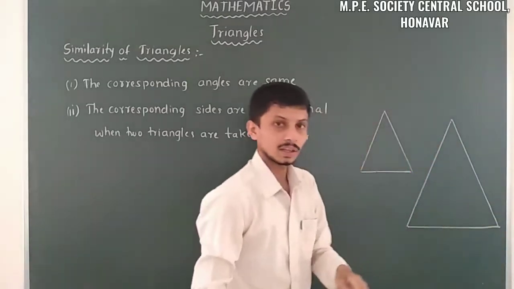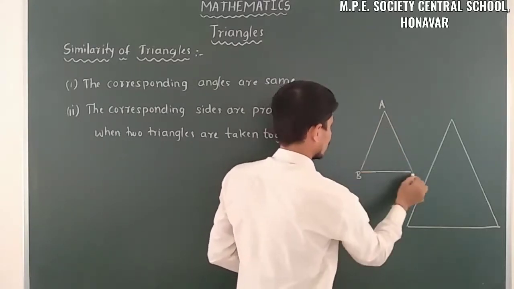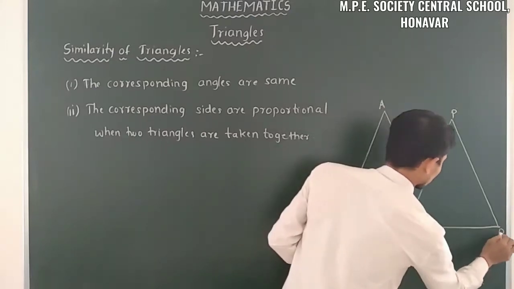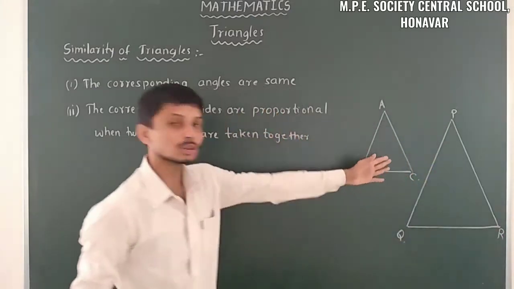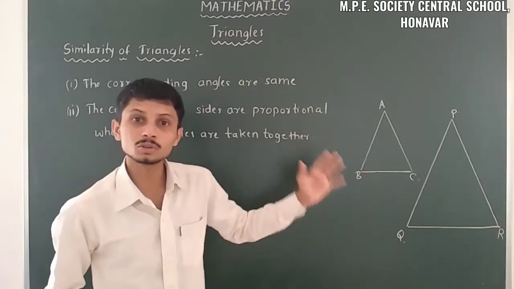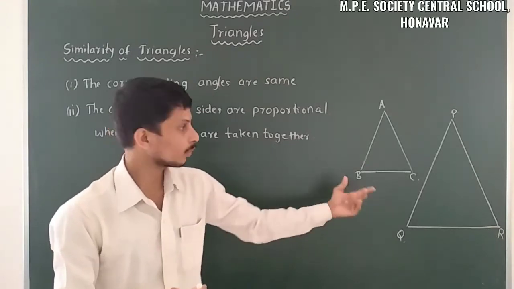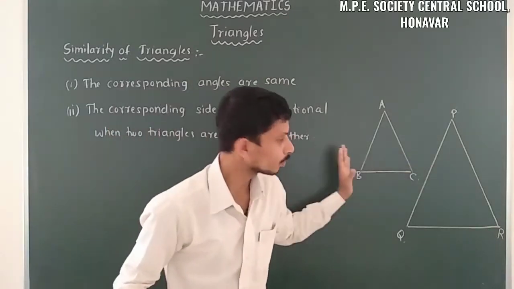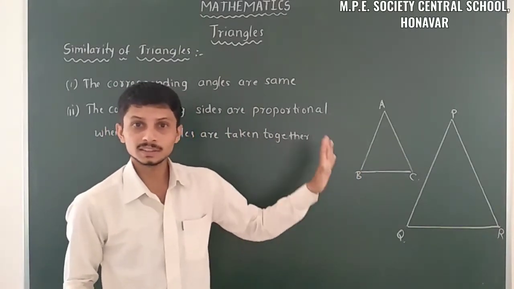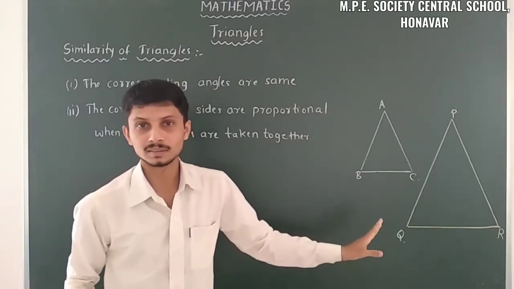Here I will take ABC, and here it is PQR. Look at those two triangles. They look similar. Those two are one and the same, likewise twins. But the difference is size. The difference is only the size and shape of the triangles.